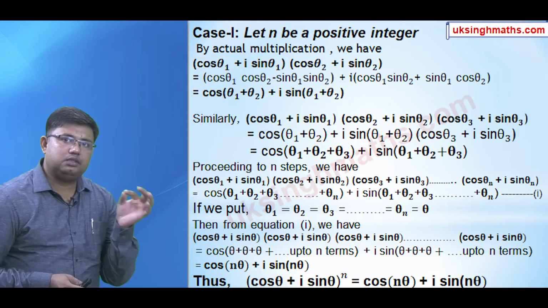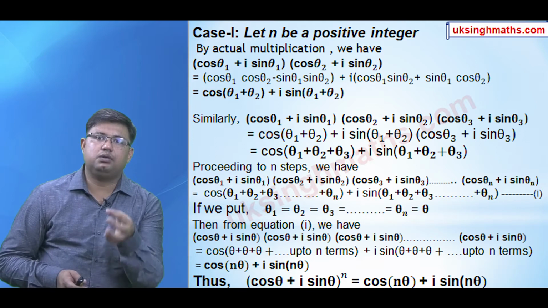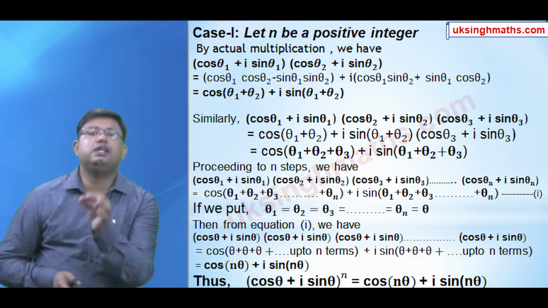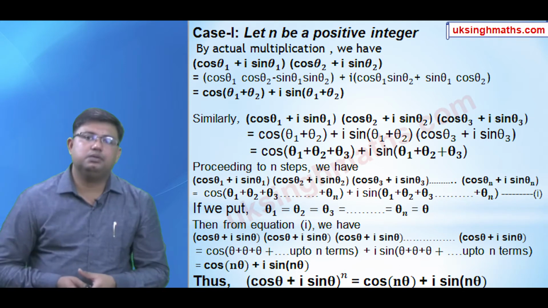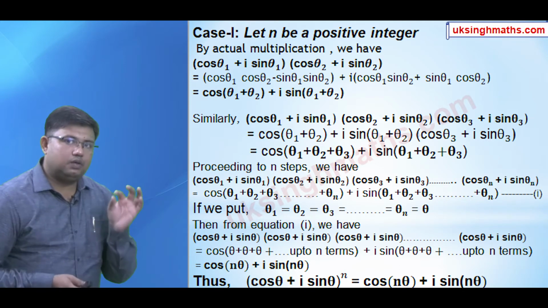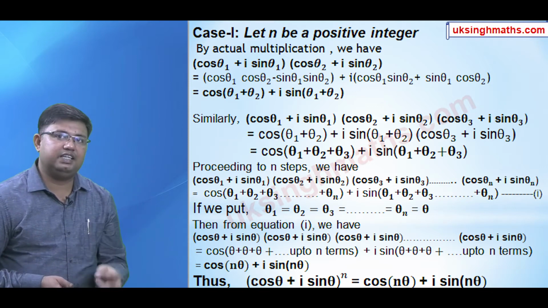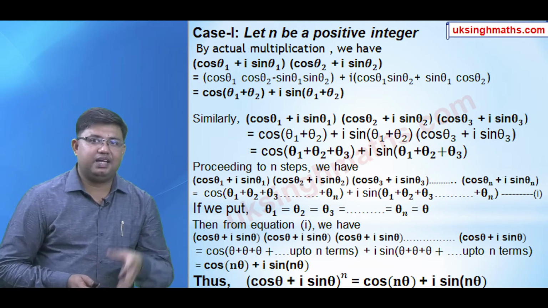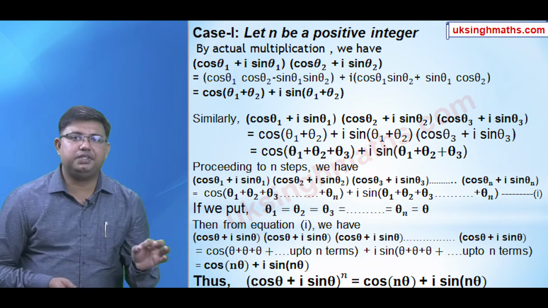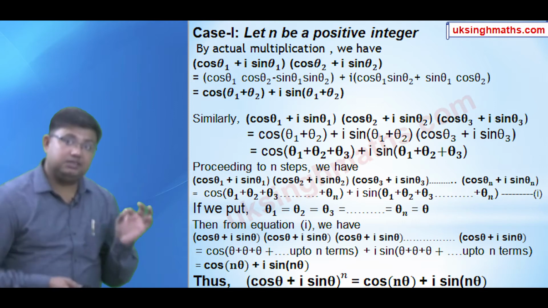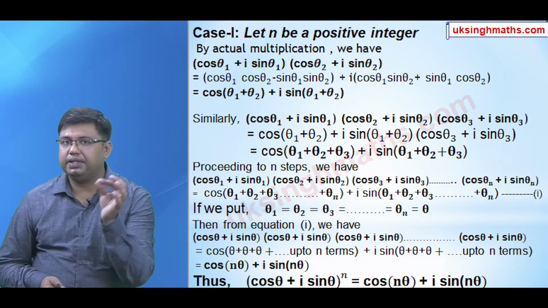Now if you do a small substitution, that is put theta 1 = theta 2 = theta 3 = ... = theta n = theta, then equation 1 will convert into (cos theta + i sin theta)^n = cos n theta + i sin n theta. And this is de Moivre's theorem for the positive integral power of n. Thus de Moivre's theorem is verified for the positive integral values of n.